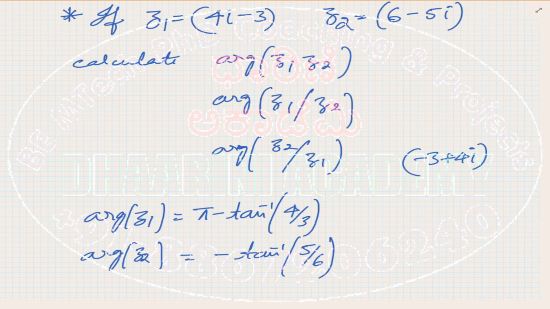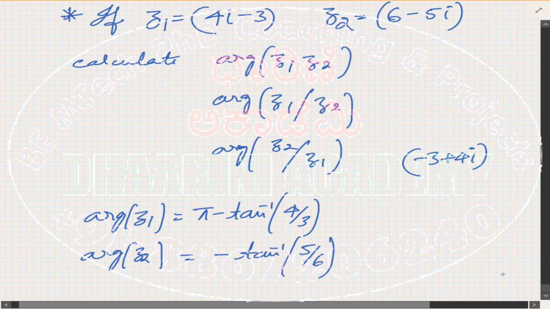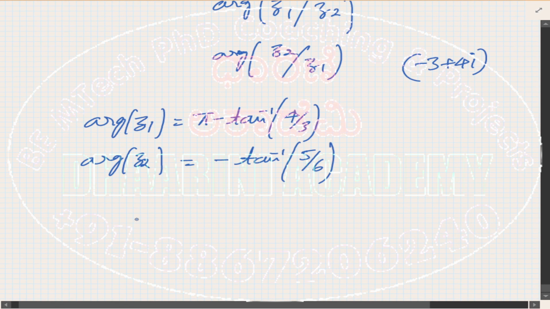Okay, first I need to calculate argument of Z1. Z1 is in the second quadrant, so it is pi minus tan inverse of 4 by 3. Z2 is the second given complex number. I can see that it is located in the fourth quadrant, so it has to be minus tan inverse of 5 by 6. Are you okay? Any doubt? Now you look at the given question. The question says that if Z1 and Z2 are like this, what is arg, that is the angle of Z1 into Z2?